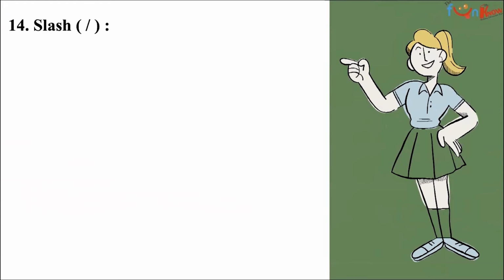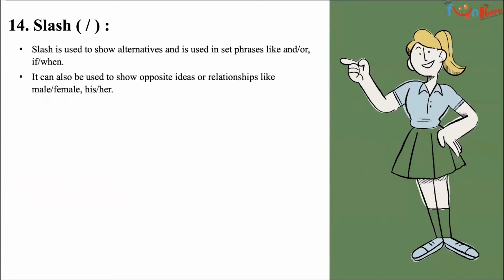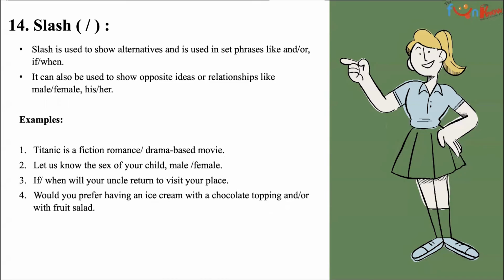The next type of punctuation mark we are going to learn today is slash. Slash is used to show alternatives and is used in set phrases like and/or, if/when. It can be used to show opposite ideas or relationships like male/female, his/her. Let's look at some examples.